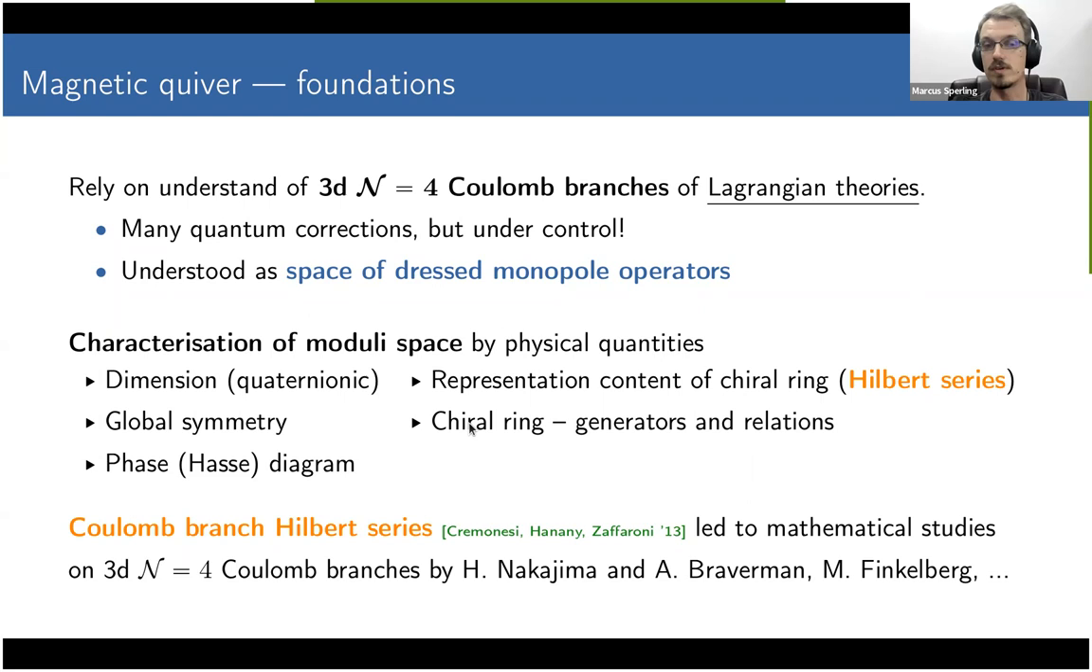Most of the techniques that we're using build upon what's called the Coulomb branch Hilbert series, the monopole formula. And I guess in this audience, I don't have to emphasize that this has led to quite some work in physics as well as in mathematics.